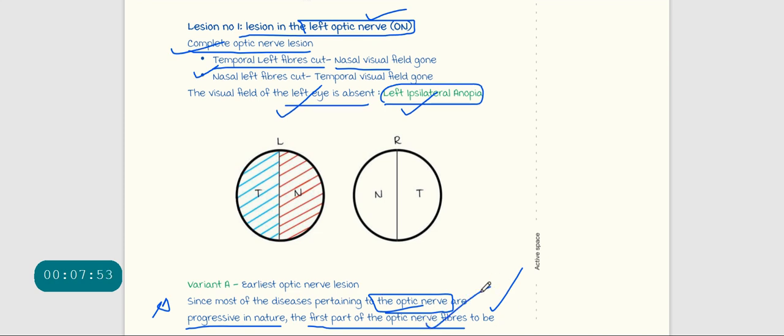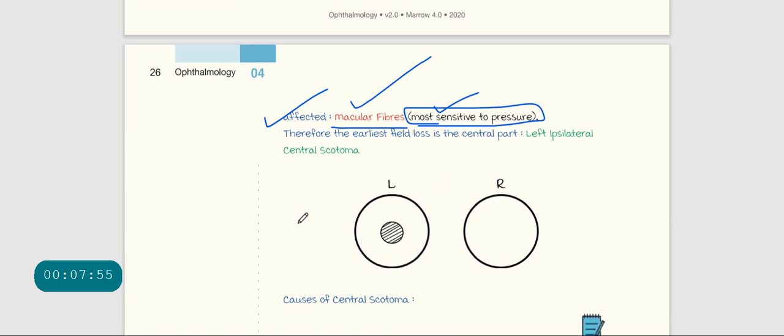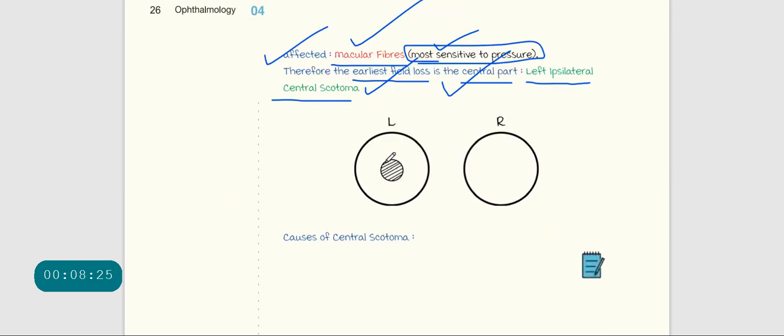Very important point. Therefore the earliest field loss is the central part. So if someone asks you the earliest field to be lost in an optic nerve injury, it is the central part, and this leads to left ipsilateral central scotoma. You can clearly see over here that the central part of the left eye has been affected. So this is the earliest field loss.